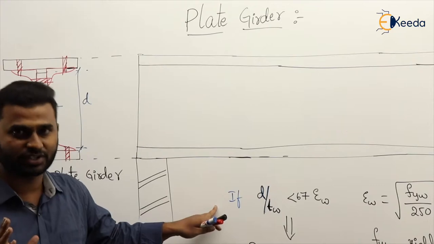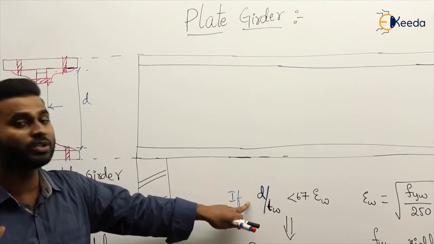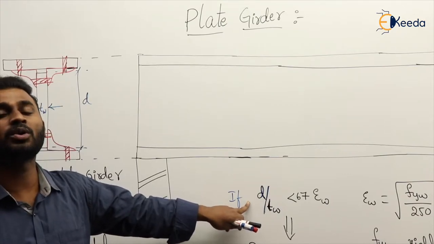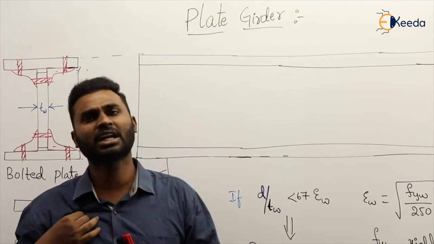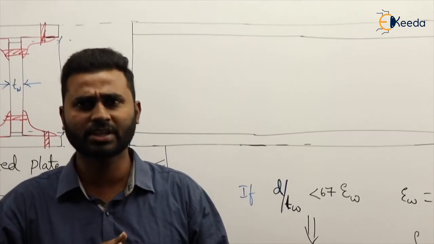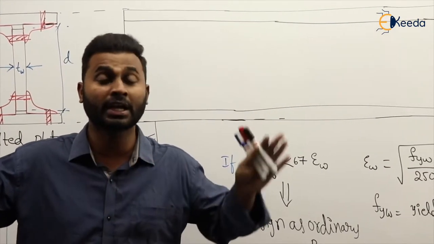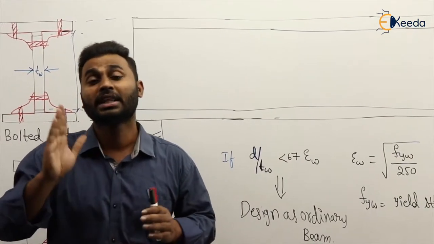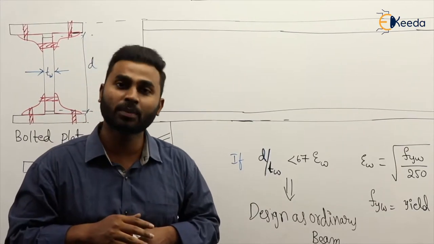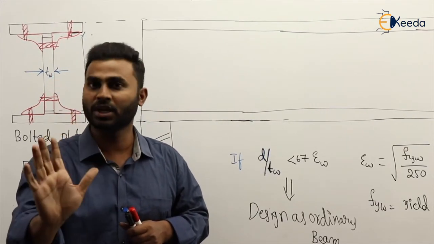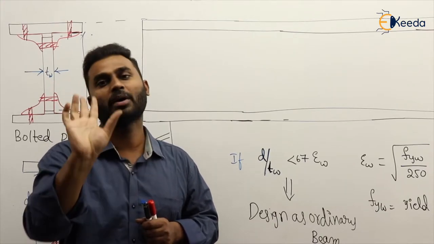So we have to check this first. Whenever we design the dimensions, immediately after that we have to do this check. After doing this check, we come to know whether the plate girder has to be designed as an ordinary beam or a slender section. If it is an ordinary beam, follow the procedure we discussed previously. But if it is not, then we have to follow a separate procedure, which is very complicated and lengthy. From the exam point of view, the detailed procedure for the design of the plate girder is not required. Only some provisions and some part of the process are required.